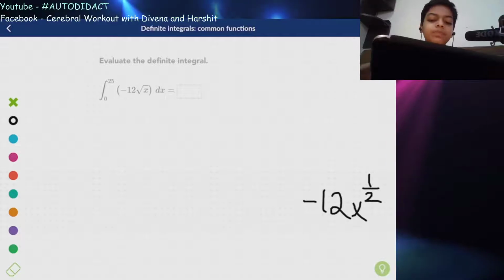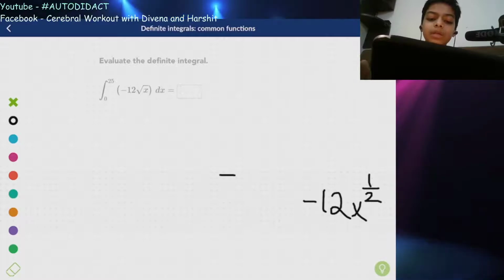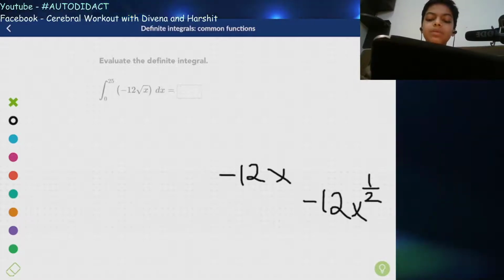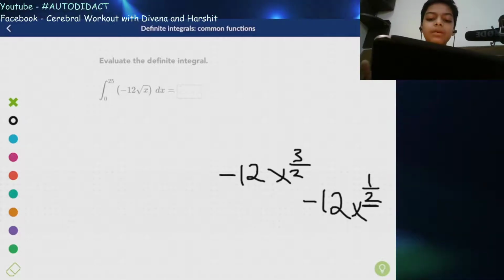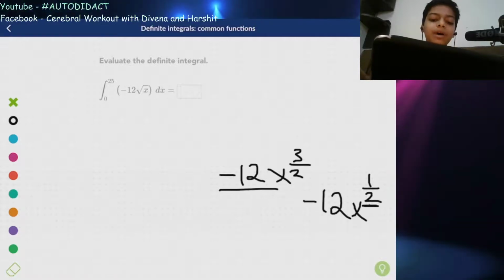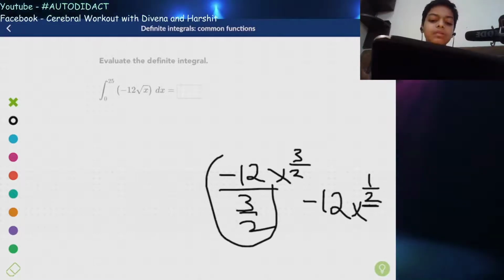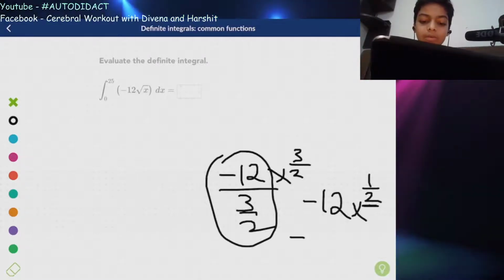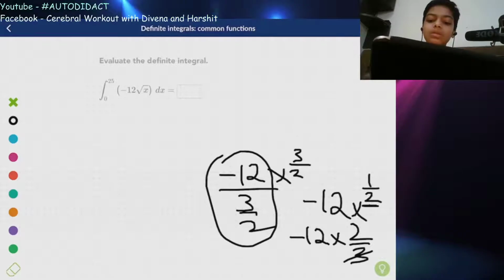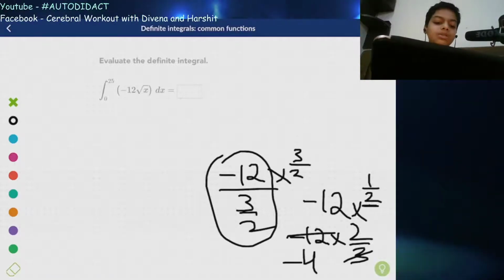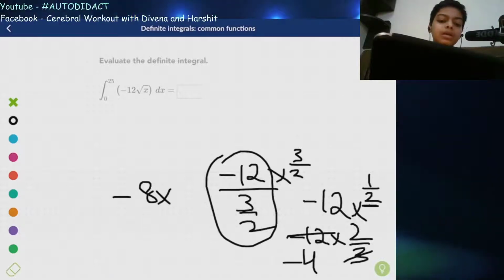To solve it we just need to use the reverse power rule. So this will be negative 12 times x to the, we just add 1 to the exponent, so this will be x to the 3/2 power, divided by 3/2. Let's simplify this. This will be equal to negative 12 times 2/3. We just reverse the fraction, so the 3 cancels out with the 12 to form negative 4. This will be negative 8. It just simplifies to negative 8x to the 3/2.